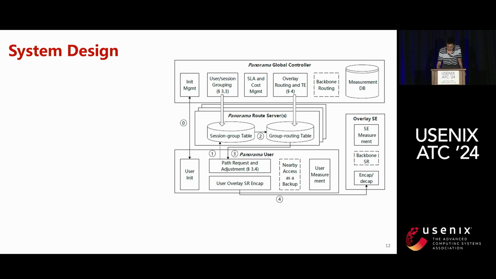So here's our system. We can see this figure. Panorama runs a logically centralized control plane to compute and manage the overlay routing for all communication sessions. We also deployed a number of route servers to offload routing queries from millions of users to the global controller, and to bring the route request service closer to users.